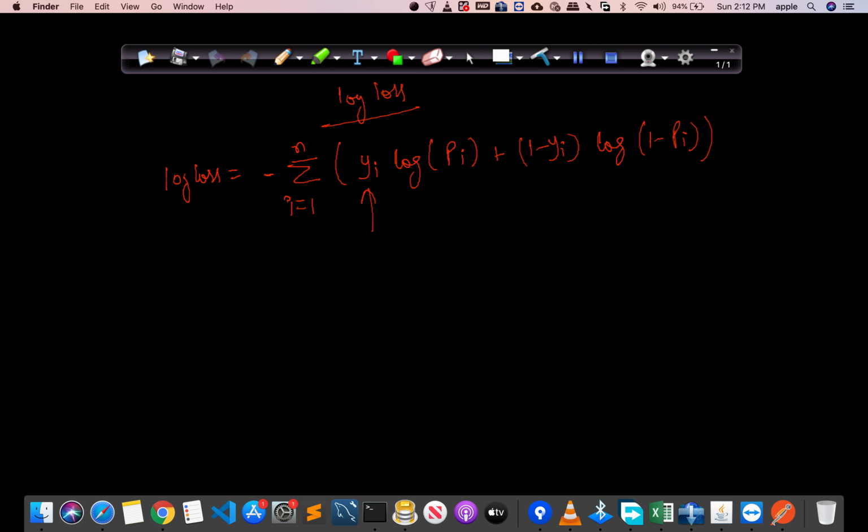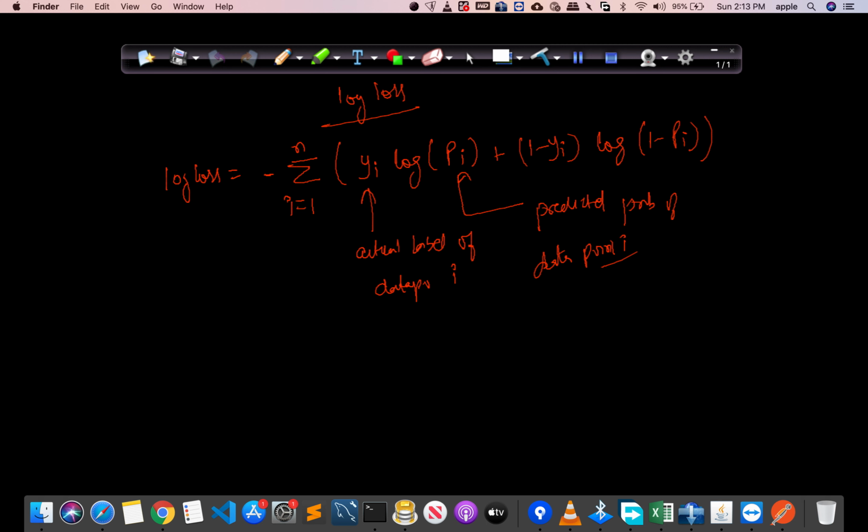What is this y_i? y_i is the actual label of data point i. This is p_i. p_i is the predicted probability of data point i by the model.